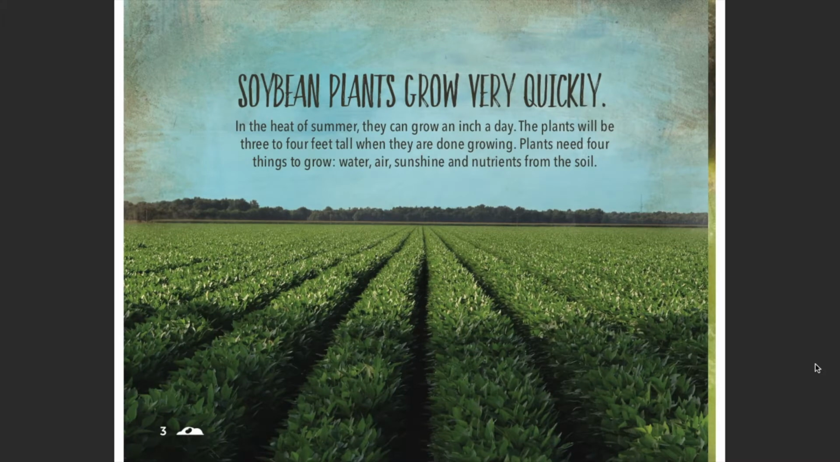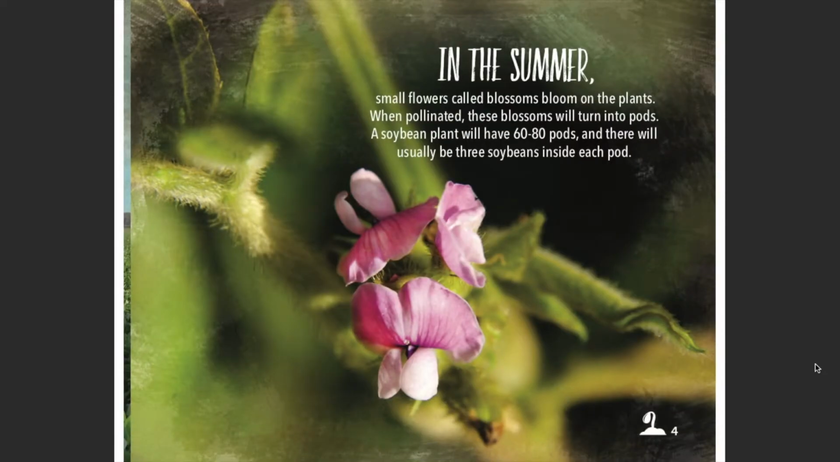Soybean plants grow very quickly. In the heat of summer, they can grow an inch a day. The plants will be 3 to 4 feet tall when they are done growing. Plants need 4 things to grow: water, air, sunshine, and nutrients from the soil. In the summer, small flowers called blossoms bloom on the plants. When pollinated, these blossoms will turn into pods. A soybean plant will have 60 to 80 pods, and there will usually be 3 soybeans inside each pod.